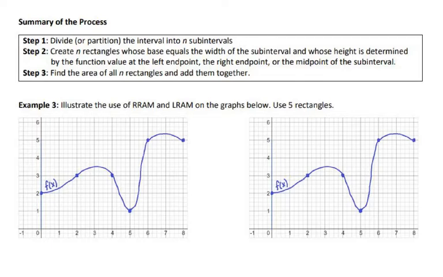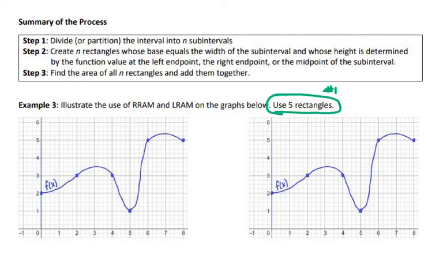So it says illustrate the use of the right and the left endpoint rectangular approximation methods on the graphs below. And here it tells us to use 5 rectangles. Okay, so that's basically what step number 1 is telling you to look for. So now we know we're going to split it into 5 rectangles. It does not say that they have to be of equal widths. Often that's something we look for, but it doesn't state that. So we can actually make these rectangles whatever width we would like.